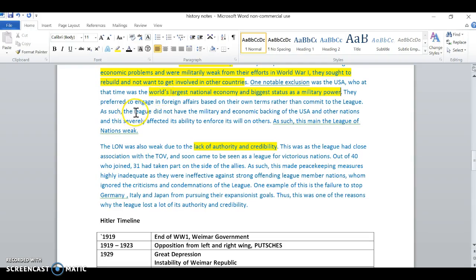So how do you explain? As such, they don't have the military backing. What's the effect of this? You can't enforce your will. So everything is cause and effect.